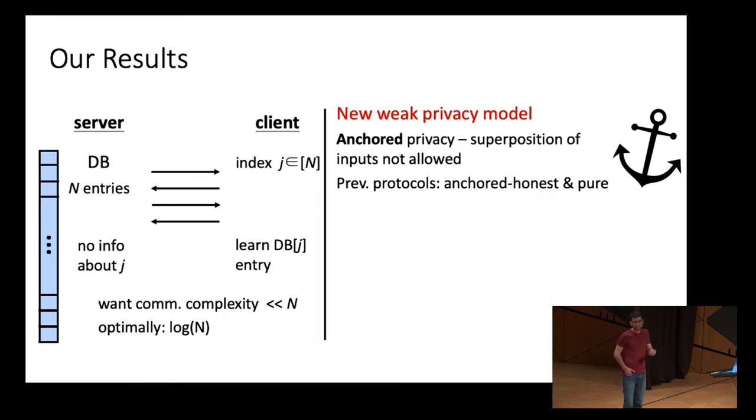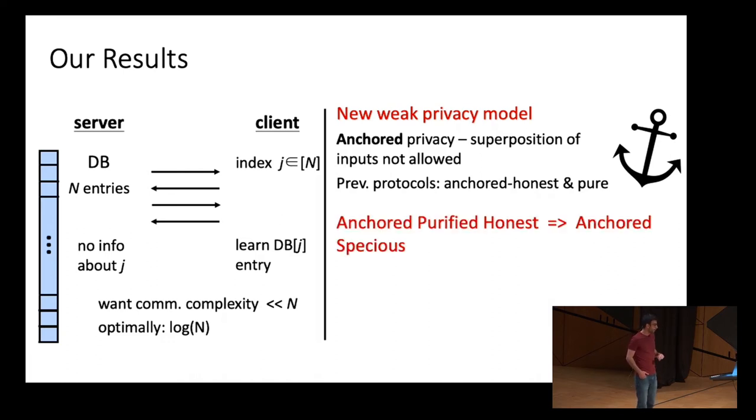And what you can see is that, just by observing the analysis that was done before, or redoing the analysis for the second algorithm, you can show that if the protocol keeps the server pure, so if the server does not perform any measurements in the protocol, which is indeed the case in those protocols that I discussed, then you can sort of prove that it's going to be secure in this anchored honest model.